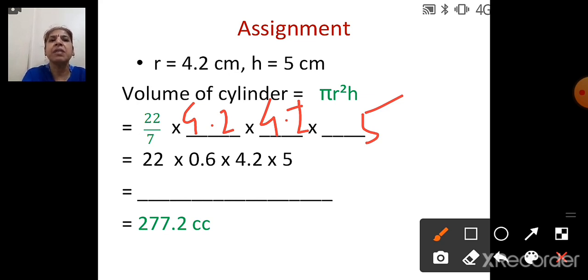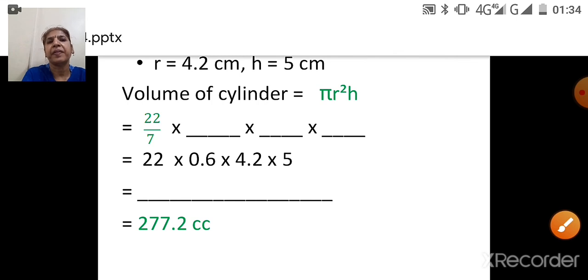And after writing the values, you have to simplify. So 7 ones are, that is, divide 4.2 with 7. When you divide 4.2 with 7, you will get 0.6, because you know 42 divided by 7 is 6. A decimal is given, so 0.6. So what is remaining? Write in the next step: 22 into 0.6 into 4.2 into 5.